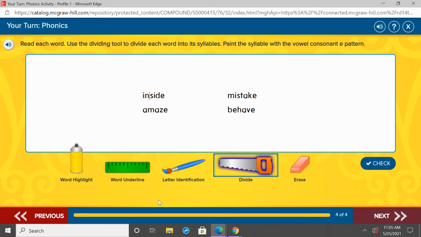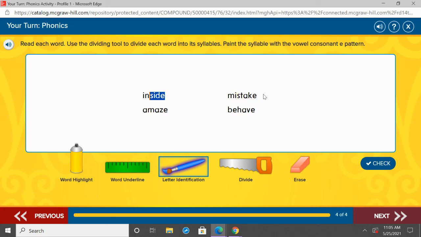Inside. Good. So is the I-N syllable or the S-I-D-E syllable the one that has our consonant, vowel, consonant, E pattern? Go ahead and point. So you should have pointed to S-I-D-E. Consonant, vowel, consonant, E, right? That E is going to make the I long, say its name, and the E will be silent. So inside.